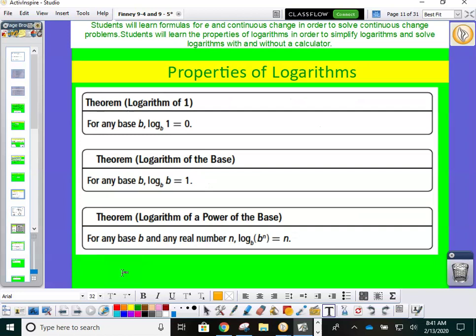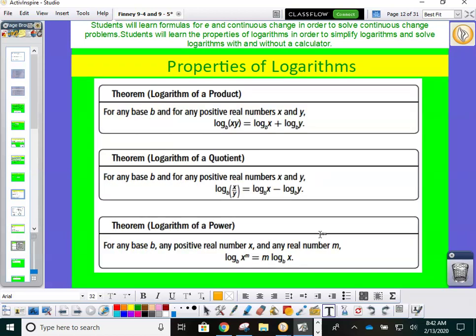Okay, properties of logarithms. These you're just going to want to know, and you're going to want to be able to apply them. The property for any log base b of 1 is 0. We already talked about that. The log base b of the number that is the base is 1, because 10 to what power equals 10? 1. e to what power equals e? 1. 7 to what power equals 7? 1. Likewise, if you have the base and then you have that base to a power, your answer is just the exponent. Remember, the logs are just the exponents.